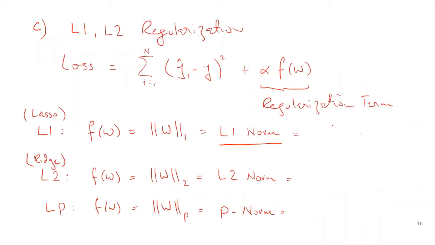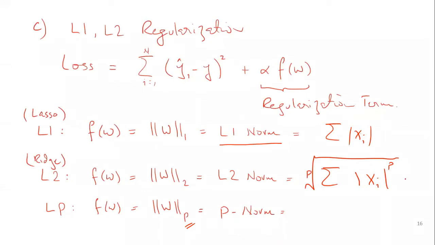So what you could do is this is simply the summation of x sub i's. Okay, the pth norm can be written down as x sub i to the power of p, and then take the pth root. In this particular example, p is equal to 2. So this is the pth norm.